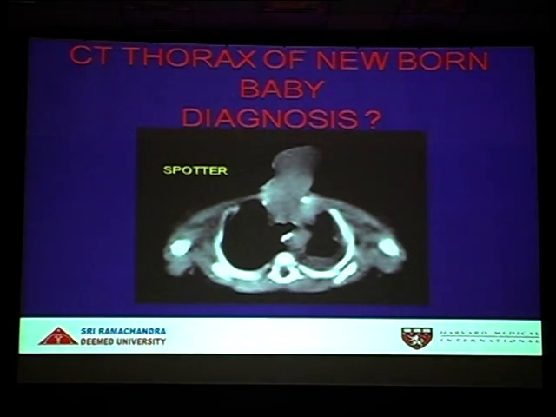This is a newborn child. Immediately they've done a CT thorax. Congenital diaphragmatic hernia. But see what is projecting here. The heart is outside. Ectopia cordis, that is one of the syndromes it will come with. So here the heart is supposed to be inside, but it is projecting out. That is ectopia cordis.